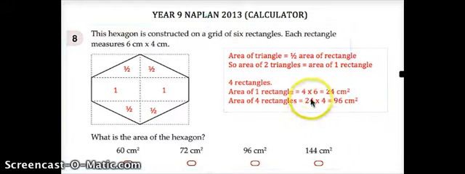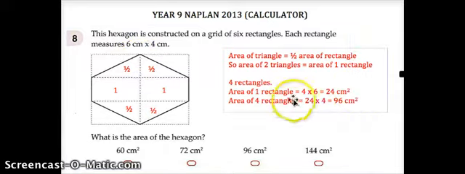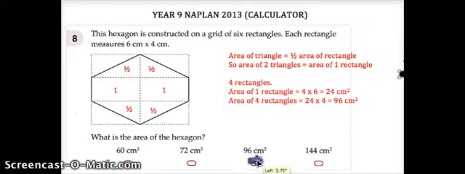The area of 1 rectangle is 6 centimetres times 4 centimetres, which is 24 centimetres squared. So therefore the area of 4 rectangles will be 24 times 4, which is 96 centimetres squared. And I'll just shade that bubble there.